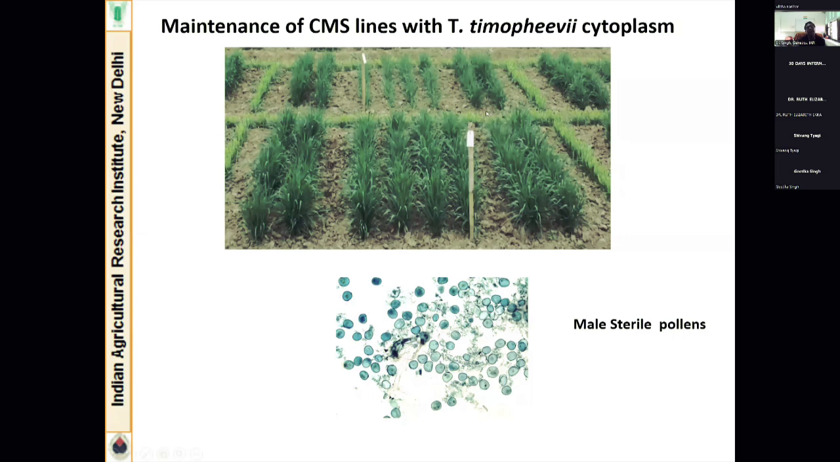So this is the breeding methodology in the field, where on the sides there are 2 maintainer lines, and in between there are 4 male sterile lines. So the seed harvested from the A line is used as the female parent.